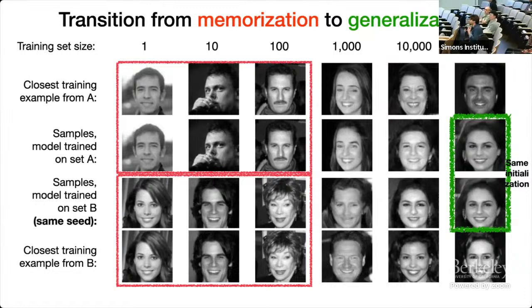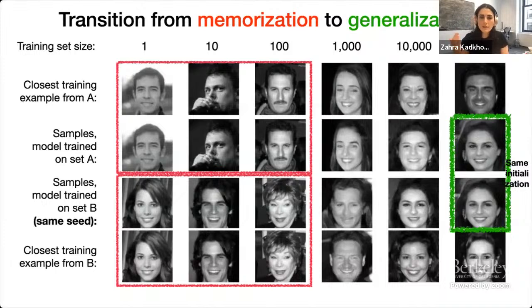The two sets are completely disjoint, like set A and set B? Yes, completely disjoint. In the pre-processing phase, we basically made sure that the cosine similarity between images does not pass a threshold. So we dropped images which were too similar.